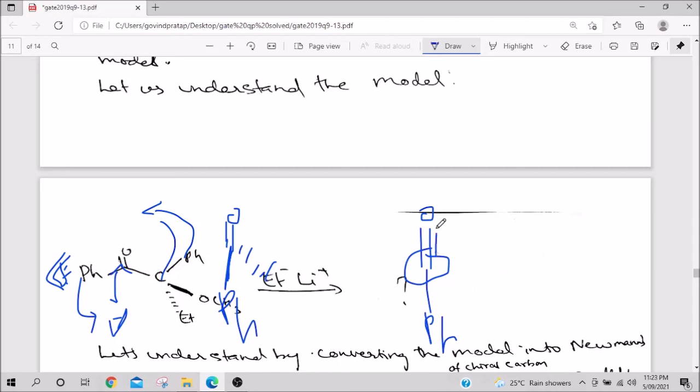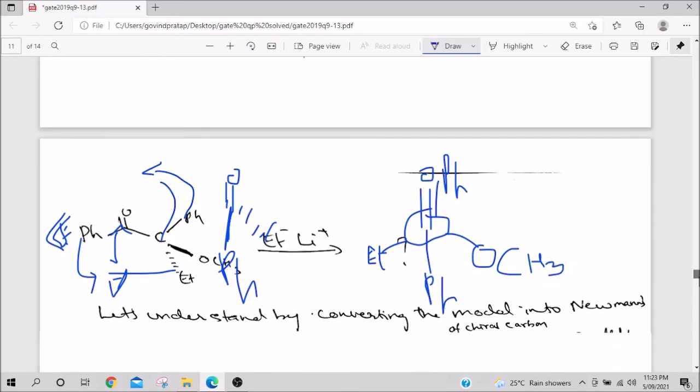So, you draw Ph here, and then what you are seeing, when you are seeing from this side, this Et is going this side. So, you can draw Et here, and you can draw OCH3 this side. This is what I have taken. Either way is fine. What I drew in the beginning also is fine. What I have drawn now also is fine. It is just that angle of looking. I am looking from the left or from the right.